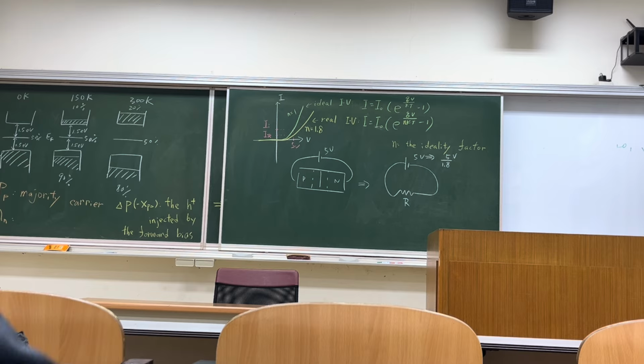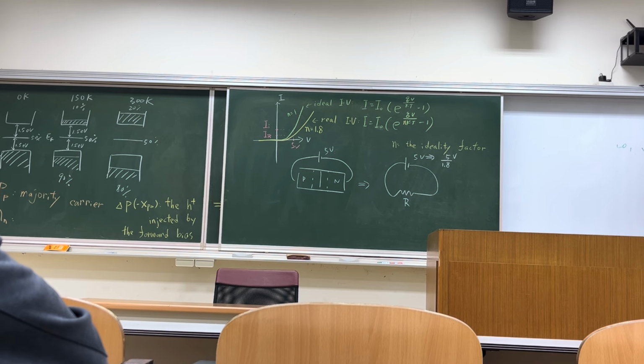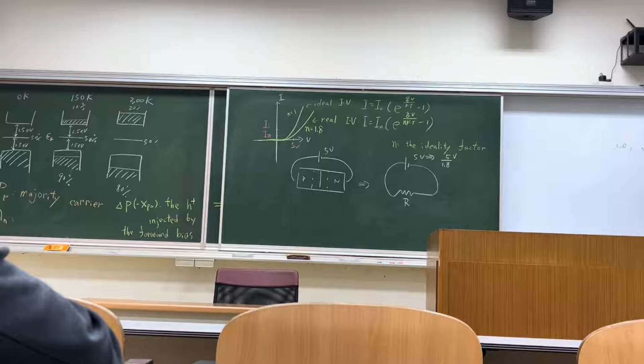For the low voltage, your depletion region actually is wider compared to the depletion region in the high voltage. So in this case, you will have more recombination between electrons and holes compared to the situation in the high bias. High bias means the bias above 0.3 volts.